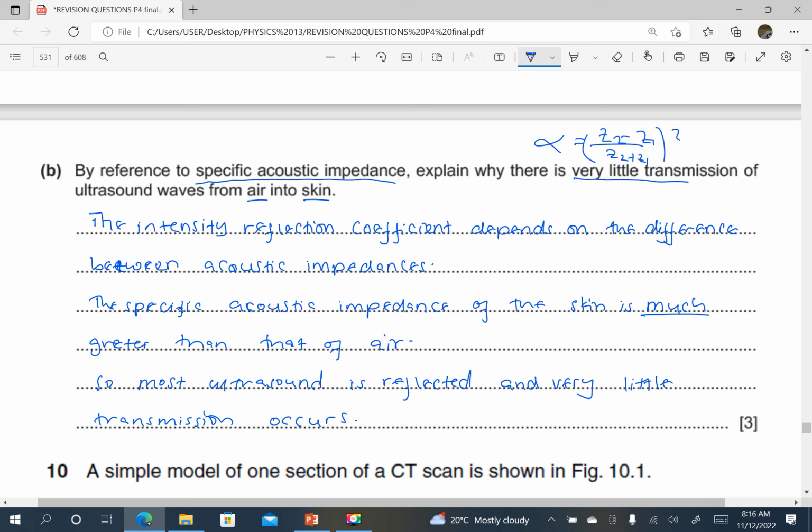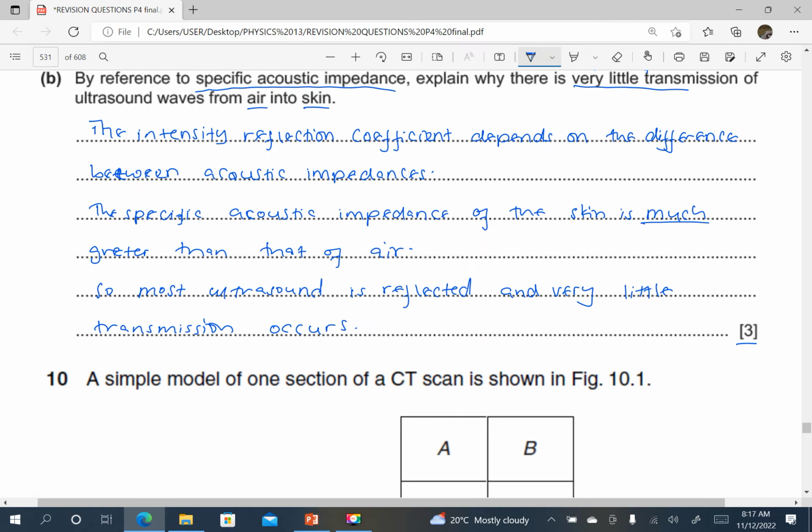So that is the simple explanation, which I expect to give you the 3 marks. The intensity reflection coefficient depends on the difference in the Z values, as we see in that equation above. And the specific acoustic impedance of the skin is much greater than that of the air. That means the difference is very large, giving us approximately Z2 divided by Z2, which gives approximately 1. So most ultrasound is going to be reflected and there will be very little transmission.